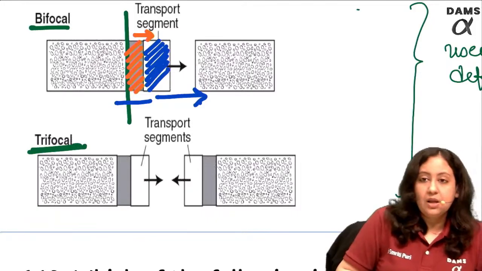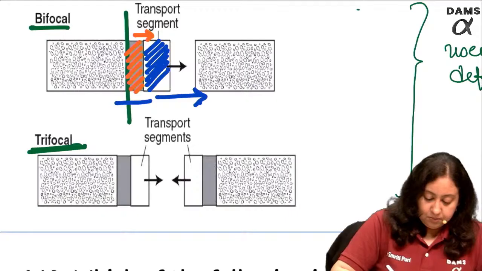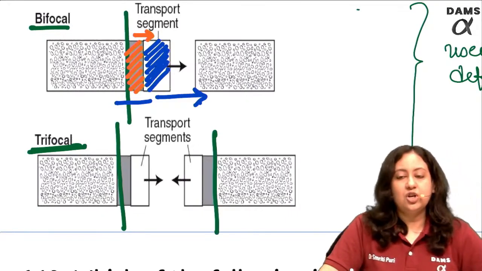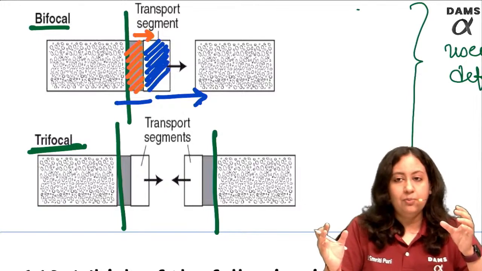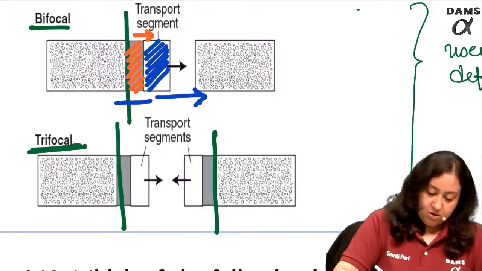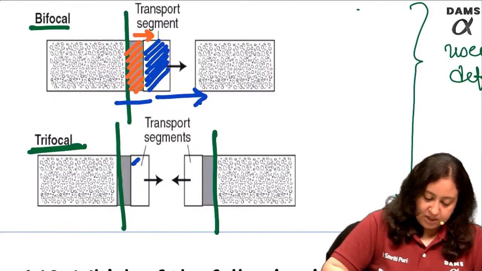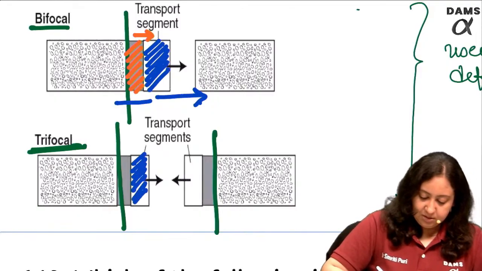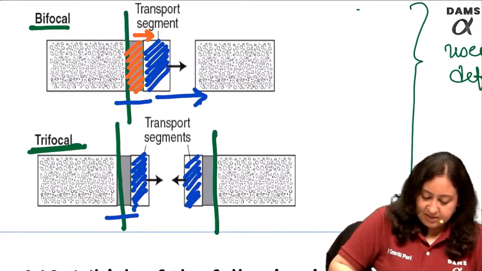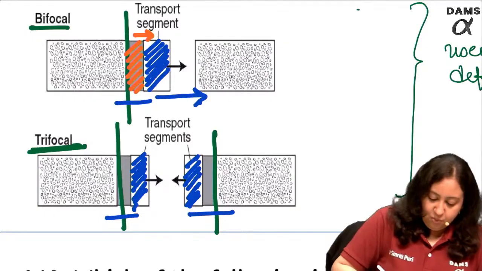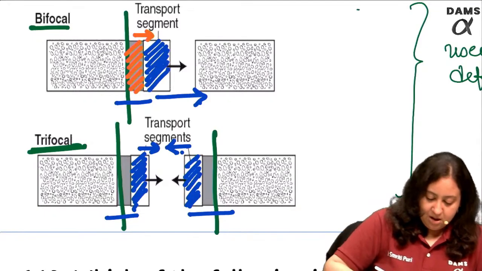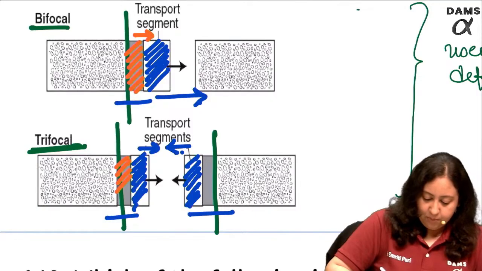Trifocal. You do the osteotomy at the ends of both the bony edges, so you get two transport discs or segments. You put distractor devices here and you move them towards each other, so they will come and join, and behind them they will keep forming new bone.